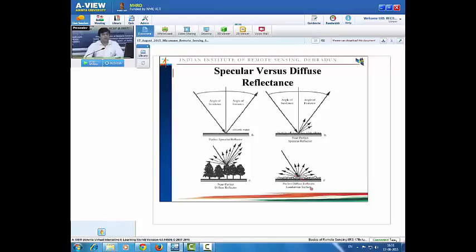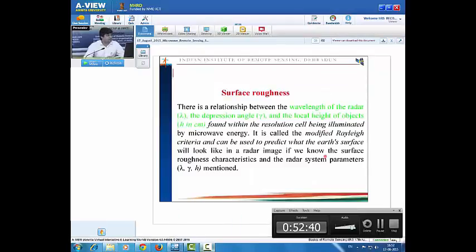Now the fourth one is the hypothetical surface, the case of the Lambertian surface. In this case, it represents the equal distribution of energy in all possible directions. Practically it is not possible, but when we are using the K band, those surfaces with sand will behave like a nearly perfect diffuse reflector or Lambertian surface.